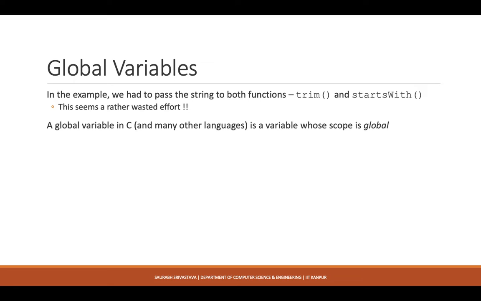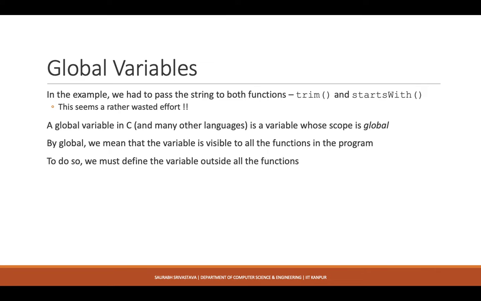So a global variable in C, and this is not just related to C, is basically a simple concept that is available in multiple languages, C++, even Java, Python, all those scripting languages. They allow you to create certain variables which are called global variables, okay, whose scope is global. So when I say global, what I really mean is that these variables are visible to all the functions in the program, not just to a particular function. So the way we actually create a global variable is that we define it outside all the functions, right?